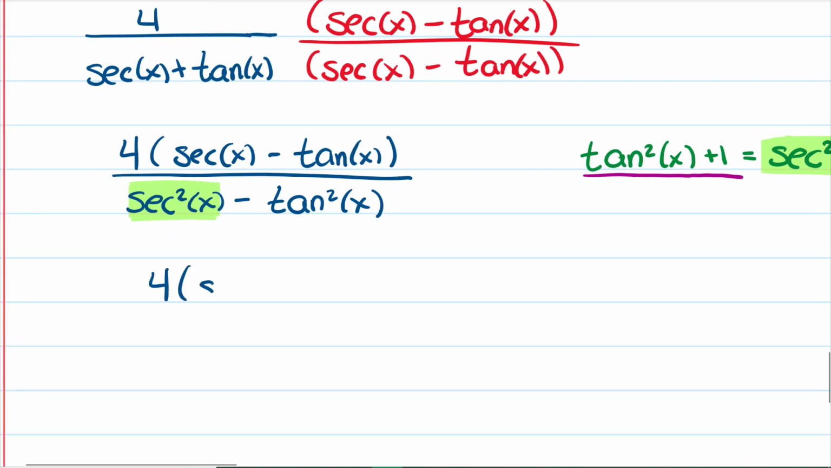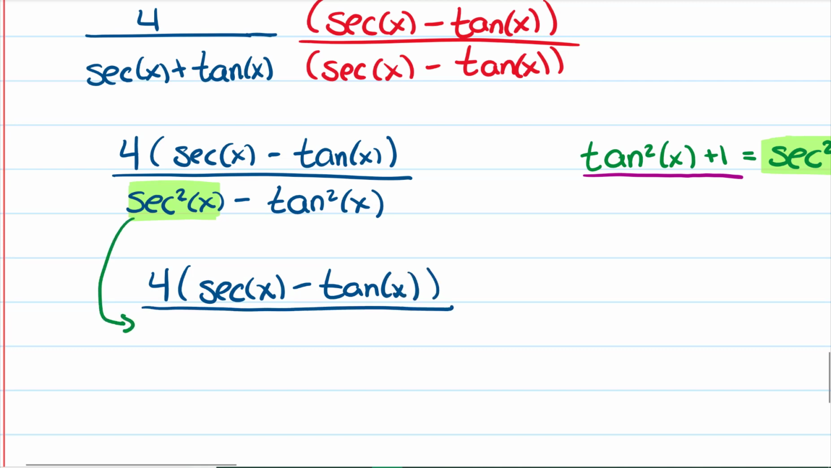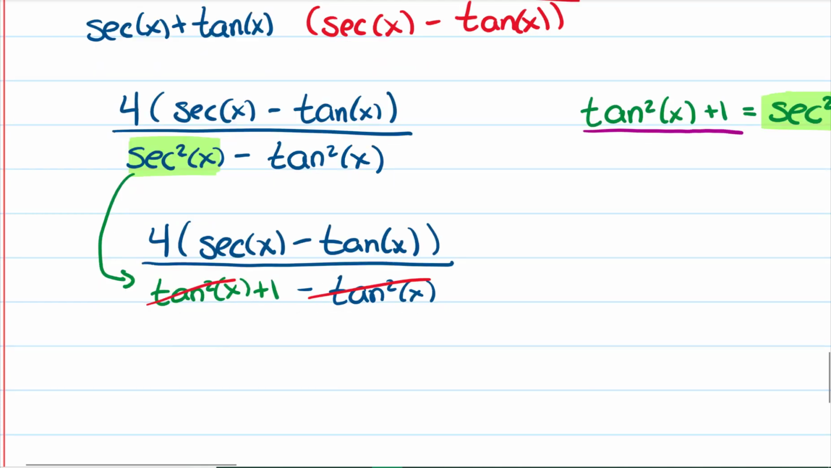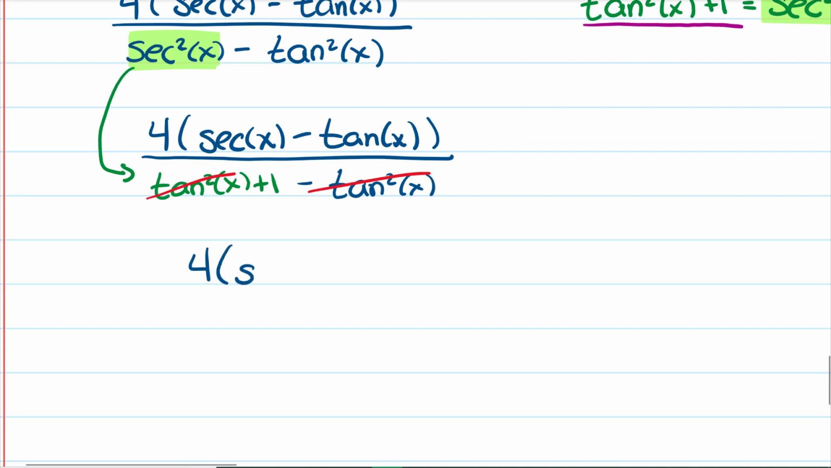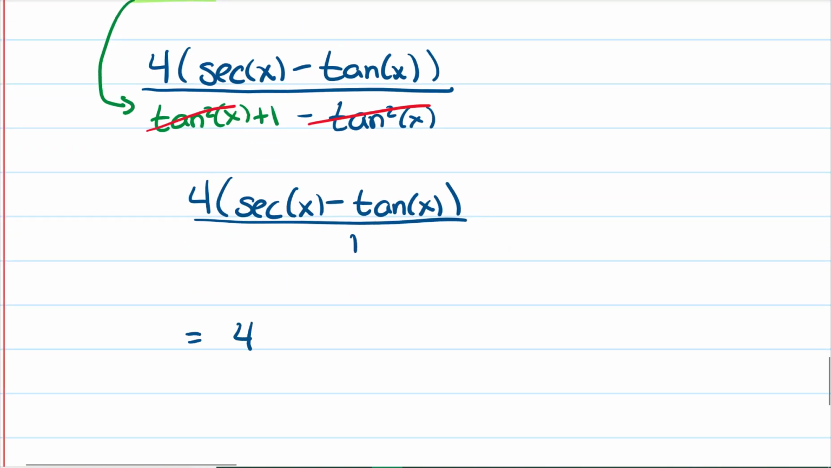So I get 4 secant of x minus tangent of x, all divided by secant squared becomes tangent squared of x plus 1 minus tangent squared. And then the tangent squares are going to cancel off. So I'm left with 4 times secant of x minus tangent of x, all divided by 1. And so my answer is just 4 times secant of x minus tangent of x.